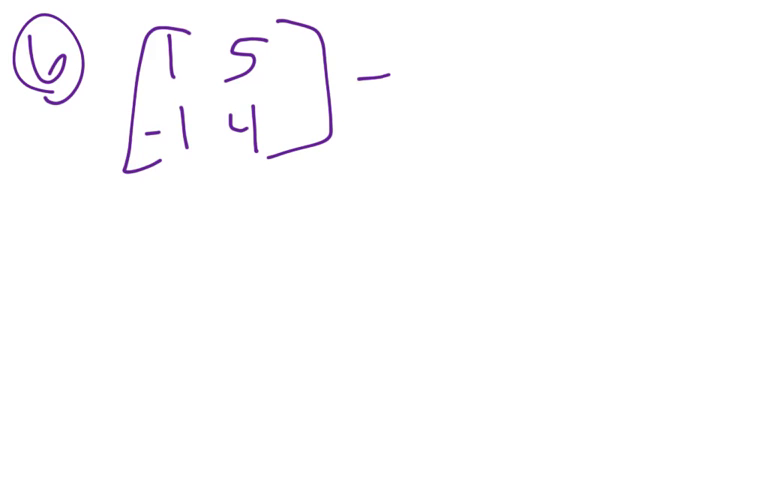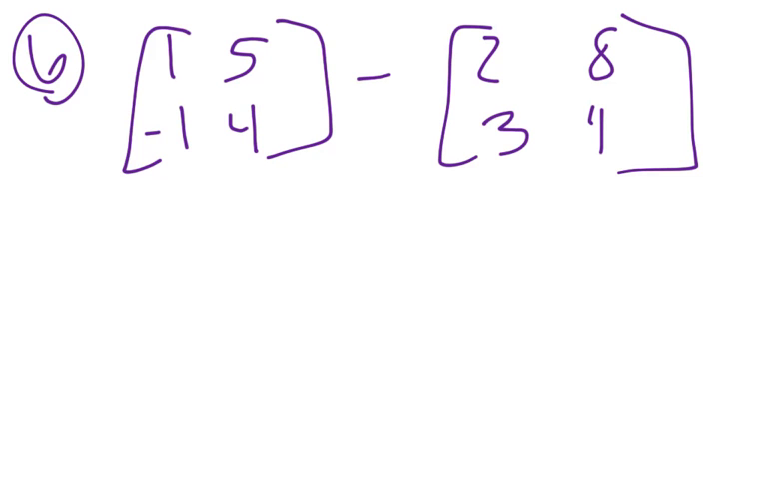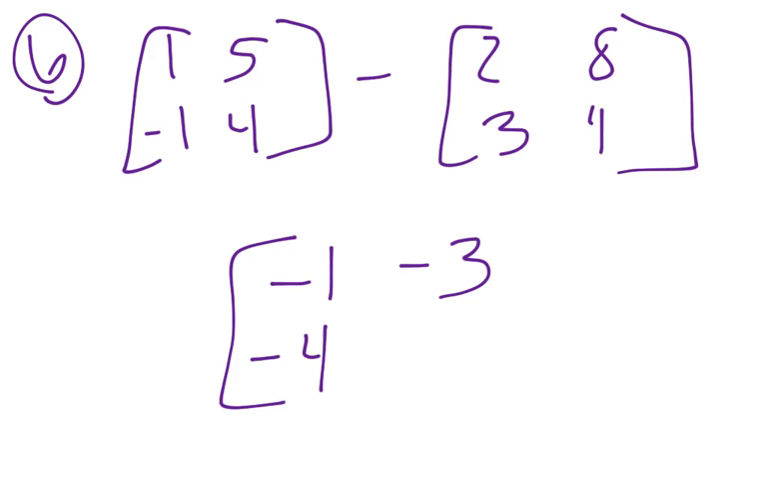Okay, for number 6, we're going to change that multiplication to subtraction. So we're going to have 1, 5, -1, 4, minus 2, 8, 3, and 4. So 1 minus 2 is negative 1. 5 minus 8 is negative 3. Negative 1 minus 3 is negative 4. And 4 minus 4 is 0. And that would be your answer. So all we did was change that multiplication. We're going to save that for tomorrow. We did subtraction.